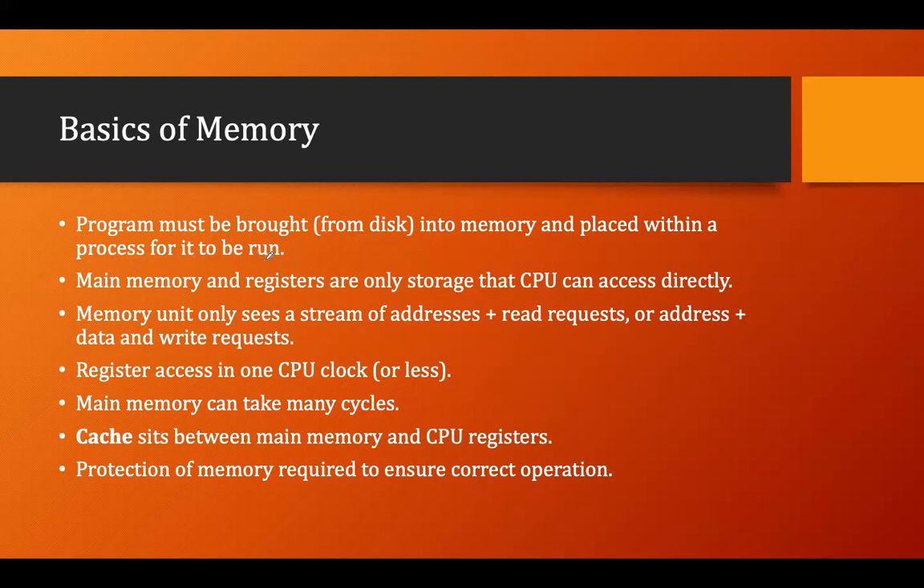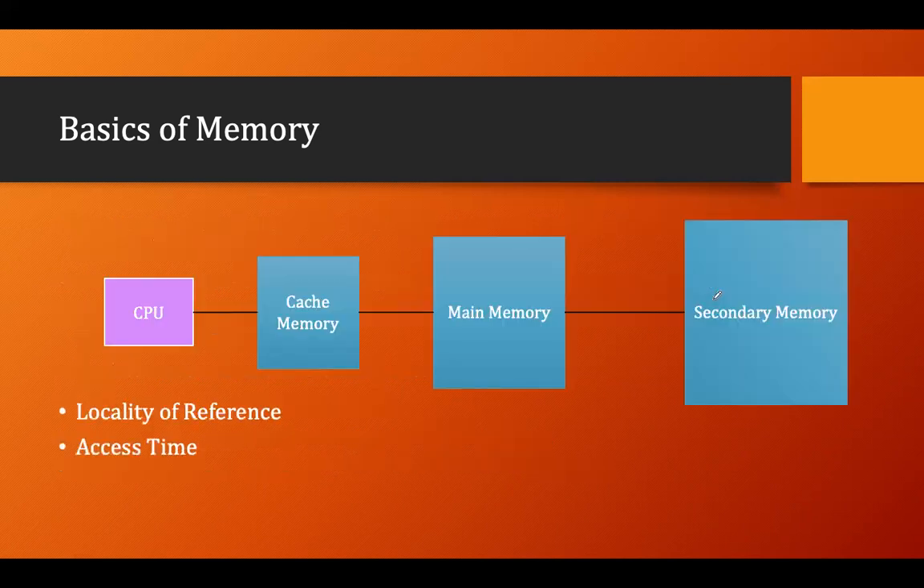So whenever we want to run any program, it should be there in the main memory. That is the architecture that we are following. Then main memory and registers are the only storage that the CPU can access directly. Here, you'll see I have placed the cache memory. You just ignore the cache memory for now. The CPU can directly access the cache and the main memory, as well as the CPU has registers, which are in the form of cache.